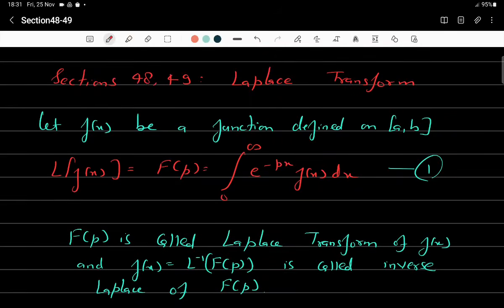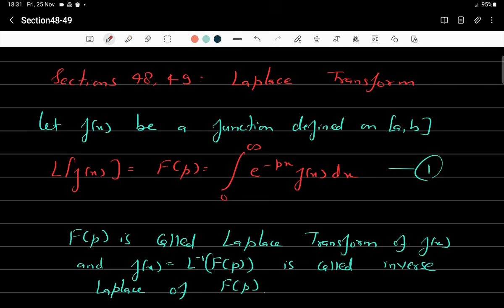Good morning, everyone. So, today we are going to start a new chapter, Laplace transform. In this chapter, we will see a very interesting technique to solve mainly first order and second order differential equations. In today's class, in today's section, we will talk about the existence of Laplace transform.